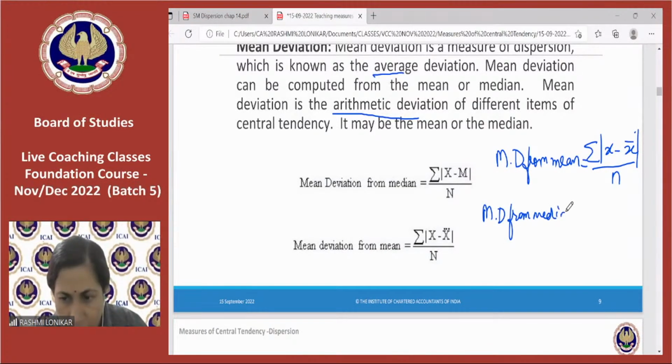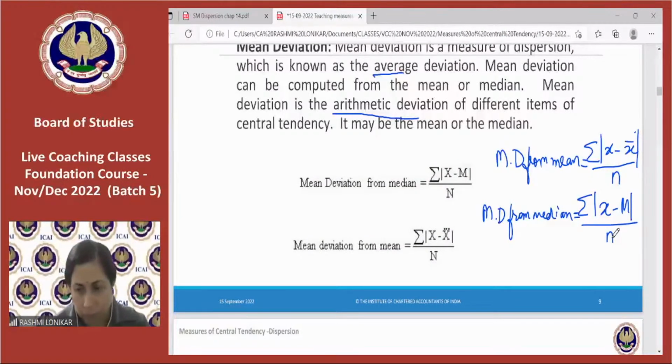Now mean deviation from median is very similar. Only thing here, in the first you calculated the mean, now you have to calculate the median. It is the same. I find the sum of all the deviations, x minus m, upon n.